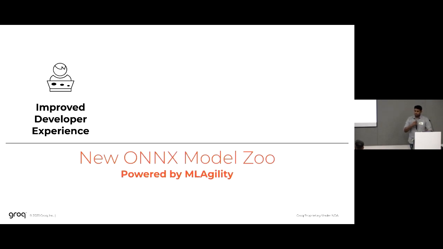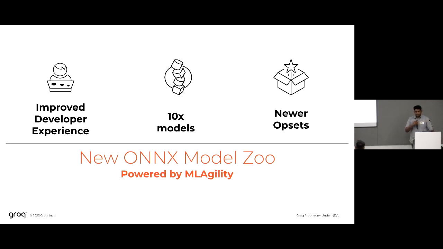So we want to start with an improved developer experience. Currently, the Model Zoo is based off of the GitHub interface, where you can look through models and download from GitHub. So we are improving the developer experience to navigate, look for models, filter through models, and search for the specific model that you want and download those models. And we are 10xing the number of models that the Model Zoo currently contains. And we are moving all of the models to newer opsets.